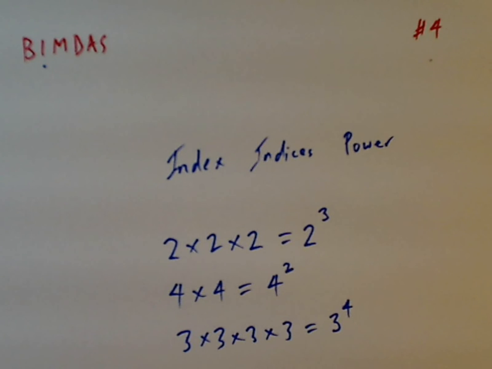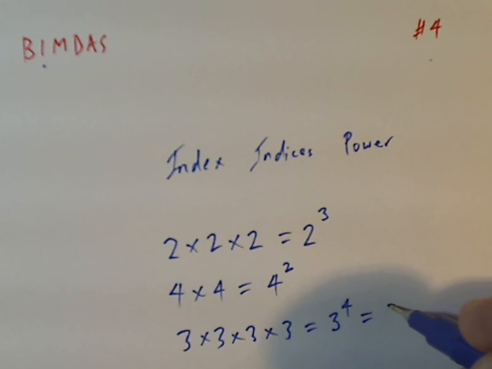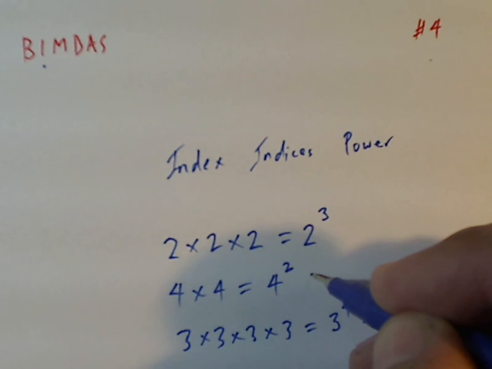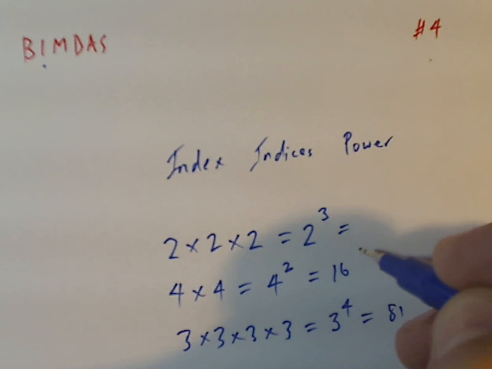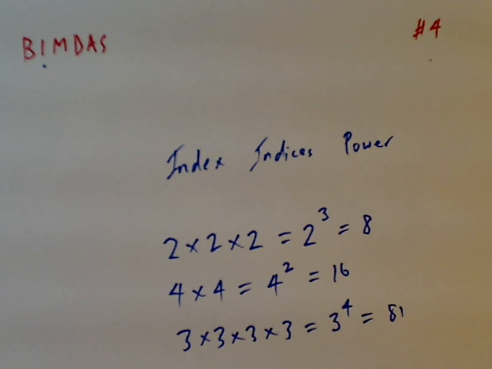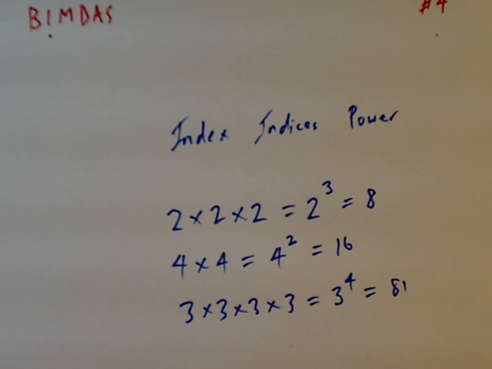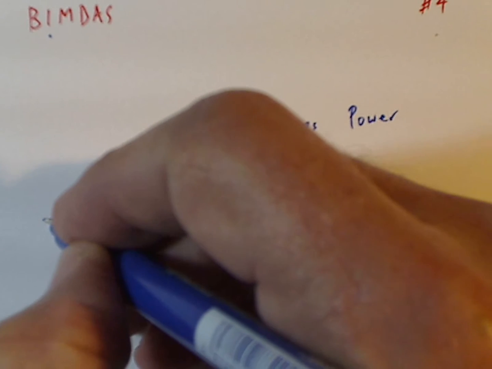Now these things can get very big very quick. 3 3s are 9, 9 3s are 27, 27 3s, I know you know it, 81. 4 squared, 4 times 4, 16. 2 cubed, 2 2s are 4, 4 2s are 8. And you need to be careful because these things can become very big very quick. I'm just going to move that up a little bit just so we can still see BIMDAS, of course. Or maybe, why don't we pop it just here where we've got a little bit of space.